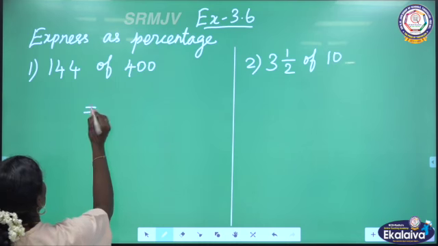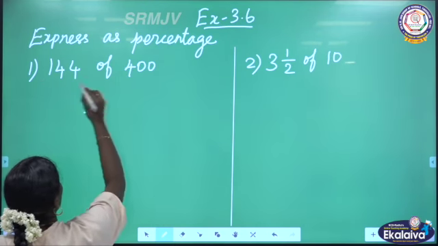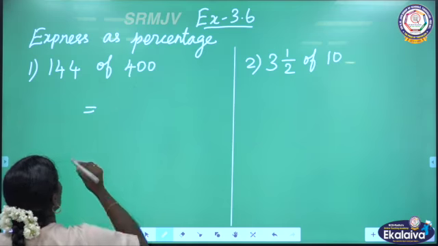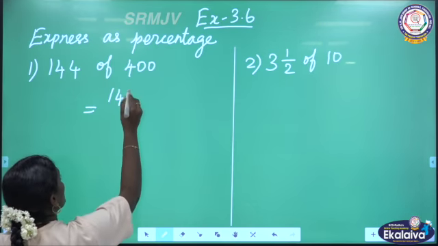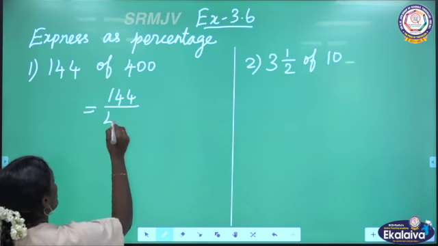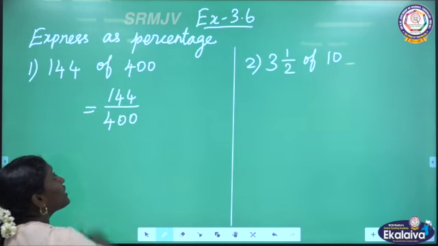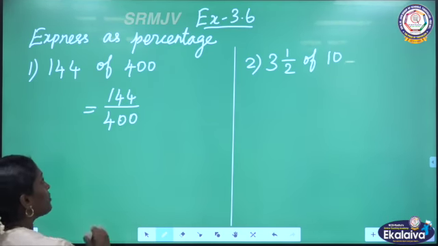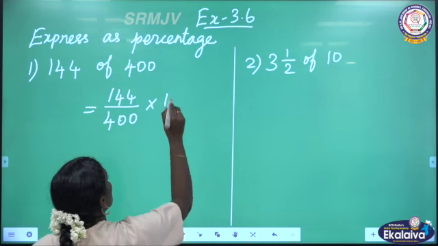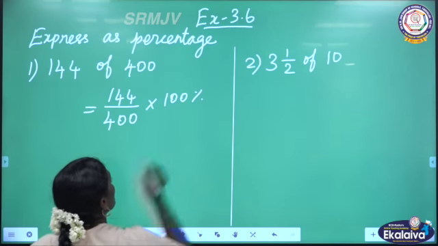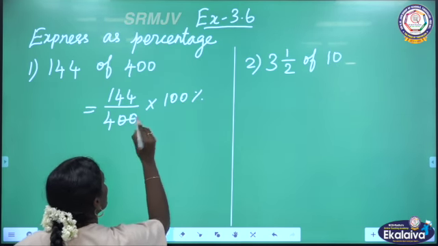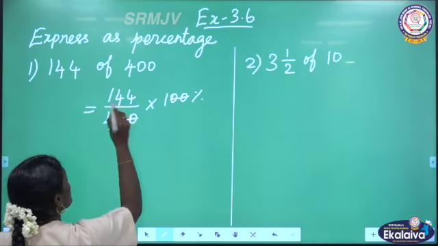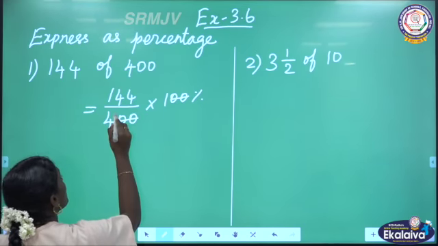For that, first we have to write the given numbers in fraction. Here 144 of 400. So 144 by 400. To convert it into percentage, we have to multiply the fraction by 100 percentage. So into 100 percentage. Okay, here we can cut the zeros. 2 zeros, 2 zeros. Now we can reduce 144 and 4 in 4 table.